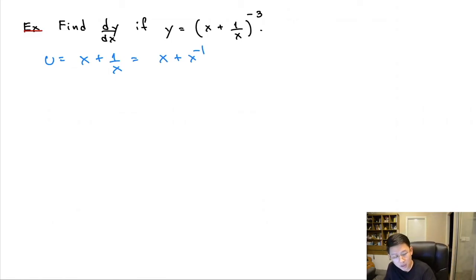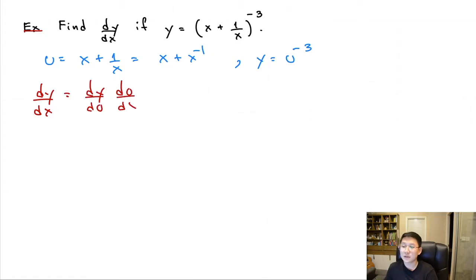So y would be u to the power of minus 3. So what's the formula? The formula is dy by dx is dy by du times du by dx, right? So dy by du is, what is it? It is minus 3 u to the power of minus 4.